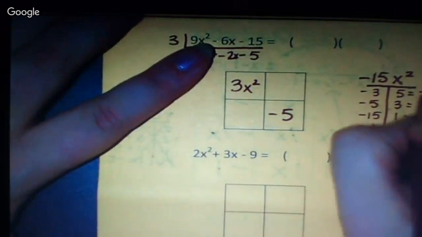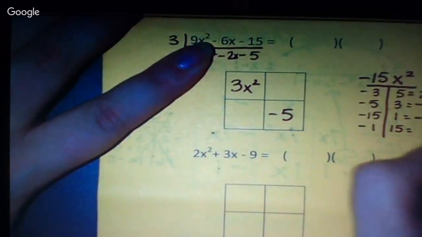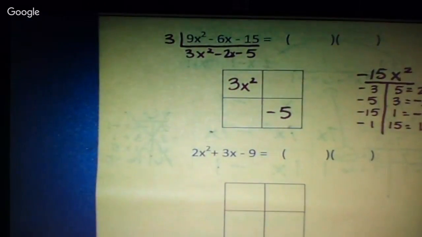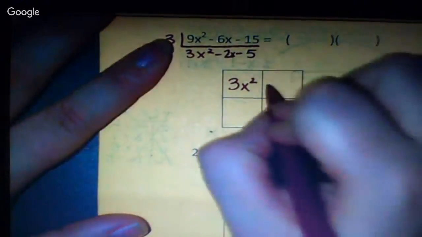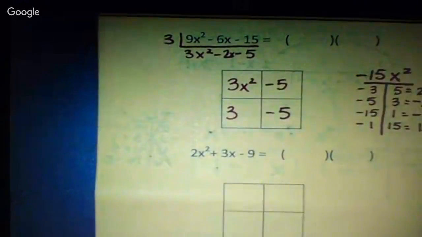-3 and 5 give me 2, which means the opposite gives me -2, and 14. Which one matches my middle term? -5 and 3. So that's what goes into my boxes. -5 and 3. Don't forget, it also had x squared. So x and x.